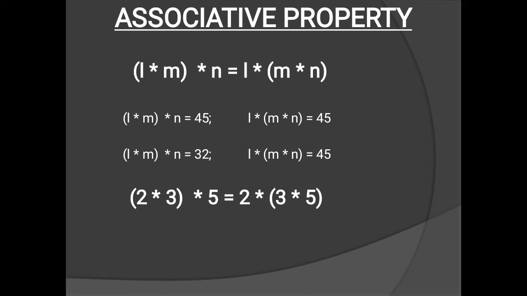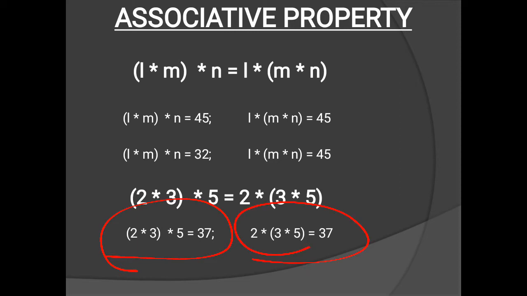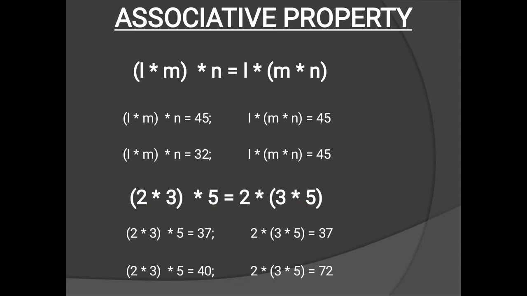So if 2 operation 3 operation 5 with the first two grouped gives me 37, and then the last two grouped also gives me 37, I say that the operation is associative. But if grouping the first two gives me a different answer from grouping the last two, say grouping the first two gives me 40, then grouping the last two gives me 72, what we are saying is that operation is not associative.